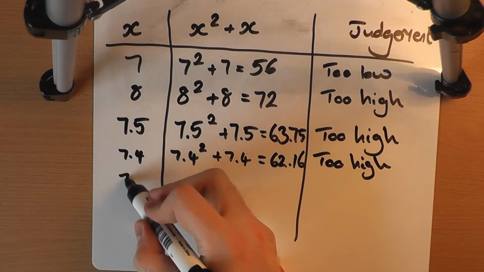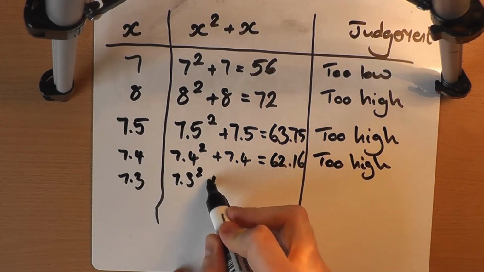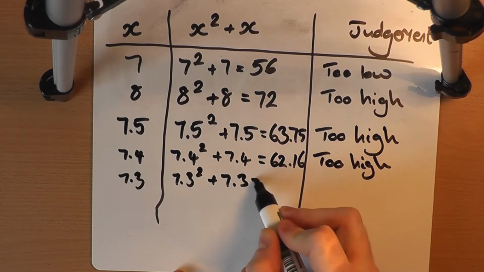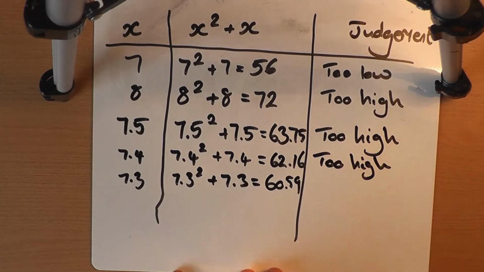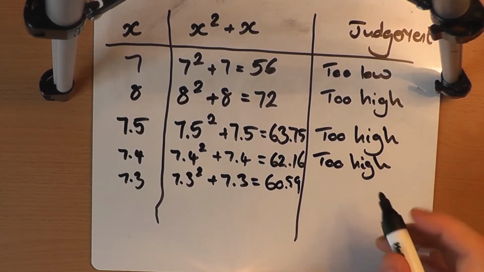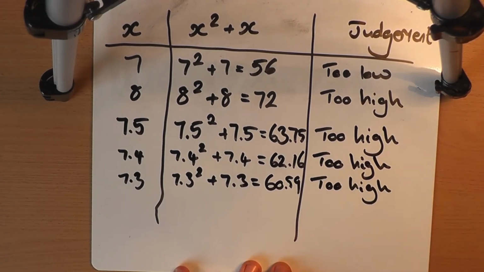I'm going to try 7.3 then, because maybe that one will be too low. Or maybe it will hit on exactly. 7.3 squared plus 7.3. Pop that in your calculator, 60.59. And we are so very almost there. But we need to hit exactly 60. So it must be just a little bit too high.